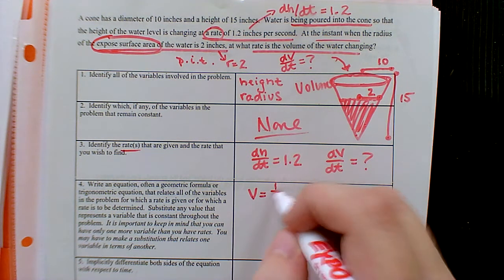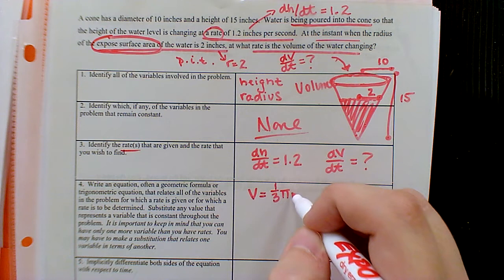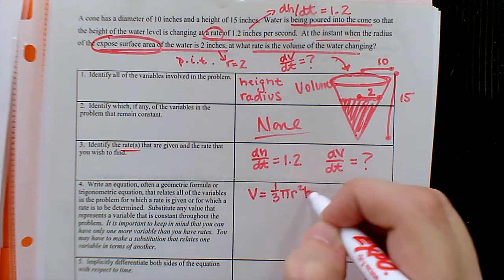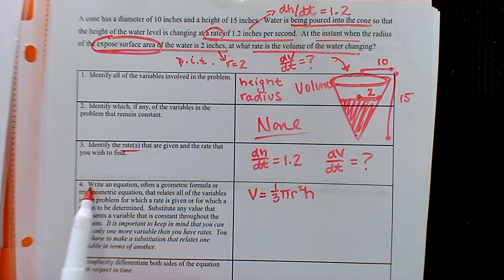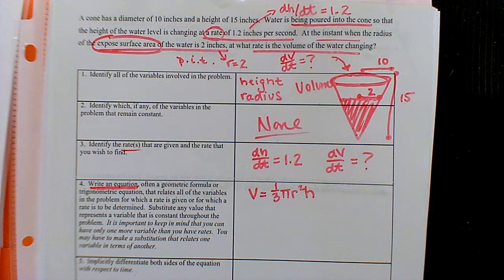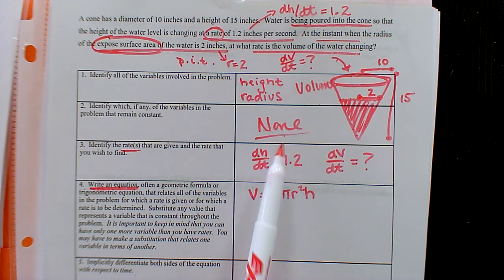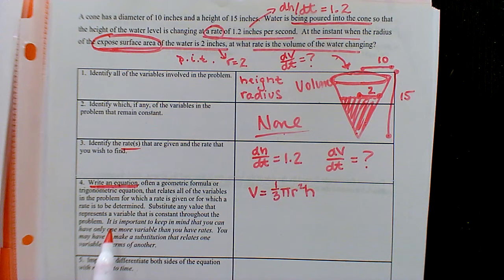V equals 1/3 pi r squared times h. Okay, so there's our equation. Let's double check some things. Once you find your equation, you could substitute in any value that's constant, but unfortunately we said there weren't any, so we can't get rid of a variable.